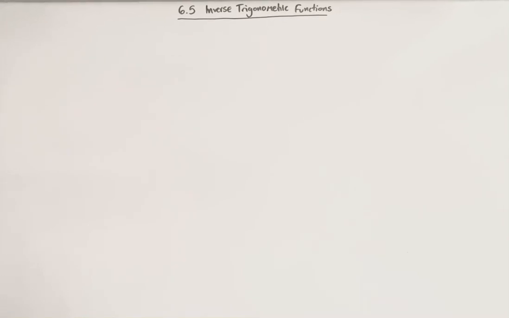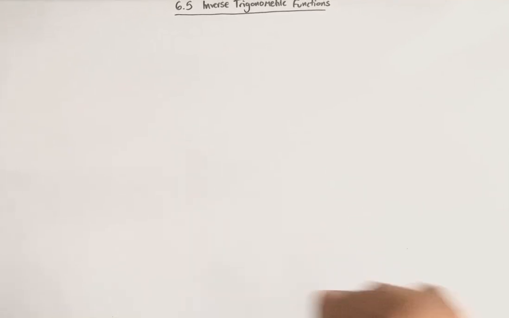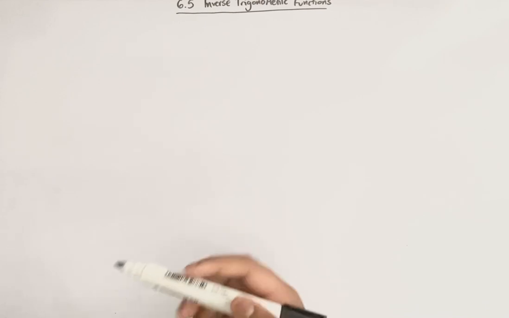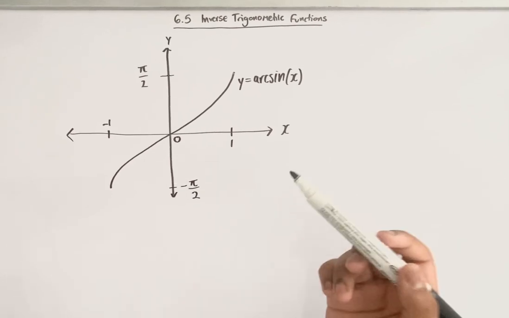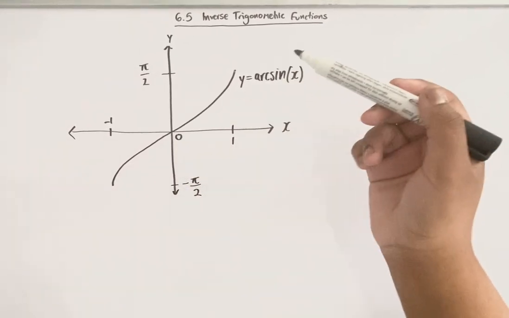Lesson 5. Inverse trigonometric functions. You'll need to understand and know how to use the inverse trigonometric functions: arcsin x, arccos x, and arctan x. The inverse of sin x is arcsin x, and the graph looks like this.